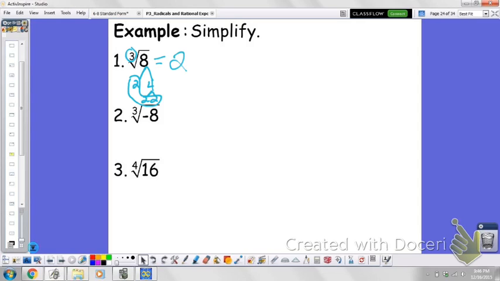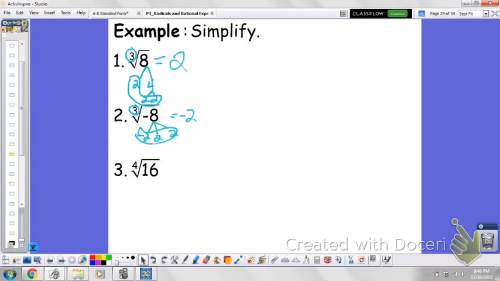Now looking at the cube root of negative 8. Since it is an odd power of 3, we are allowed to do this. So I split up the negative 8 into negative 2, 2, and 2. I have a set of 2's, so that is equal to negative 2.